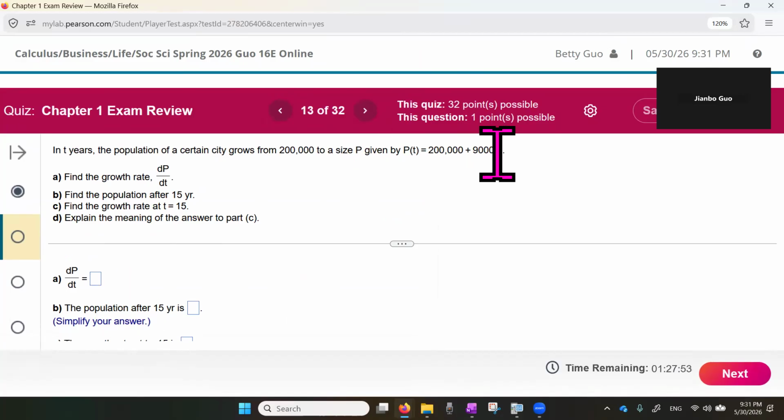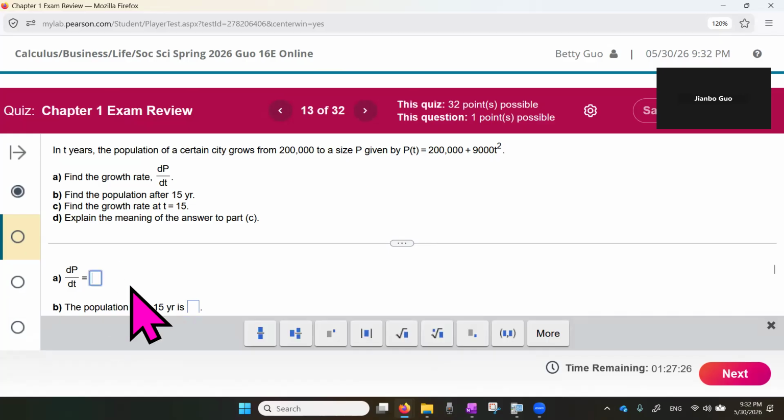T here is the independent variable. So the first term in the function is a constant. When we take the derivative, the constant is 0. The derivative of a constant is 0. And in this one, the coefficient 9,000 stays. T squared, the derivative of t squared is 2t. Okay, so the derivative is 9,000 times 2t, which is 18,000 t.